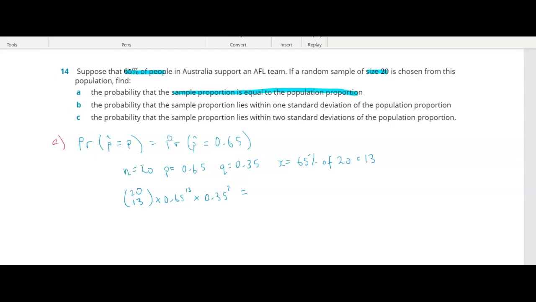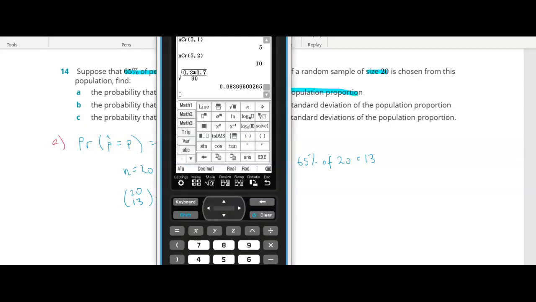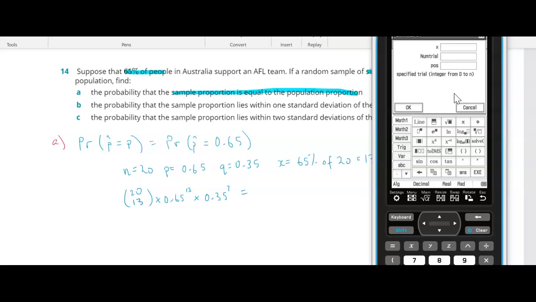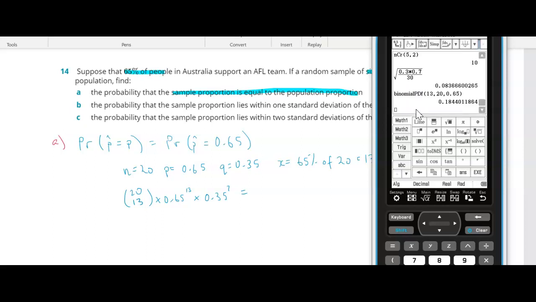Okay, so I'm going to do that on the calculator. Actually, you could do that using your binomial. There we go. So X is 13, number of trials is 20, and the probability of success is 0.65. Okay, so we get 0.1844.